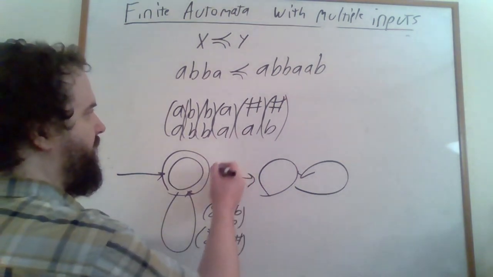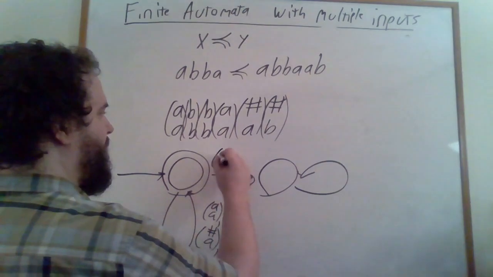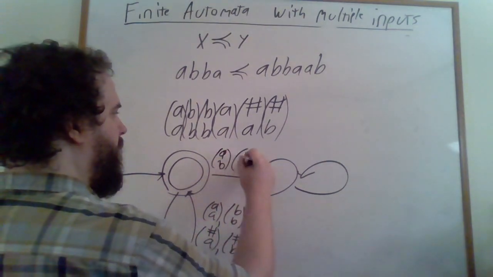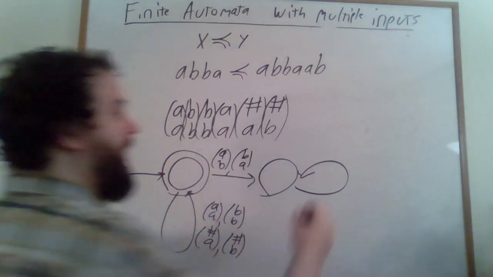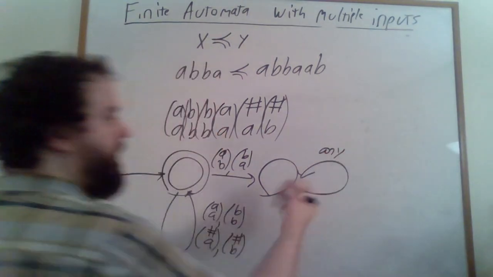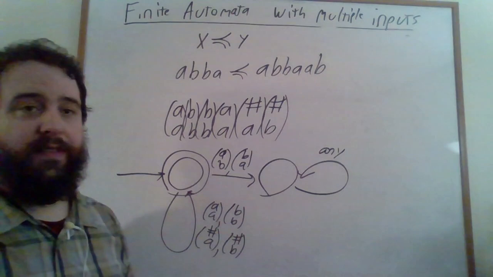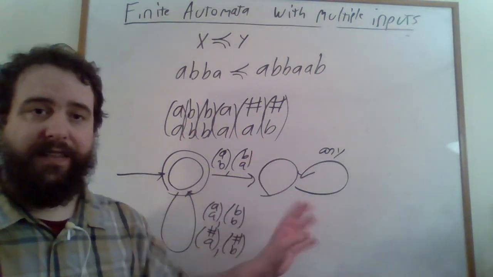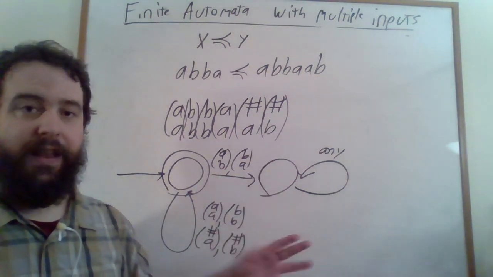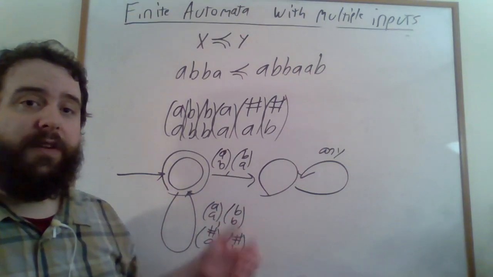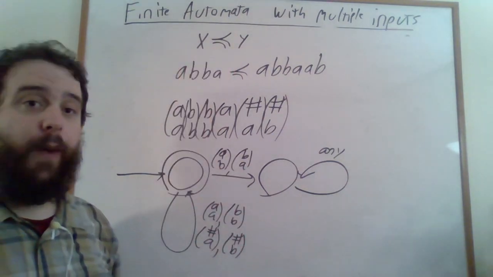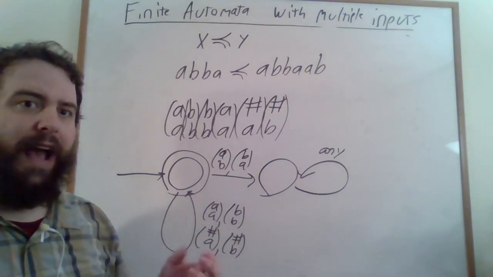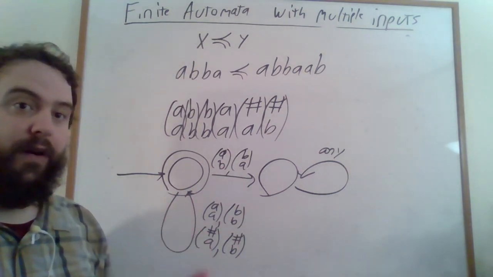And then, of course, if we see anything else, if we see an AB or a BA, we're going to want to go into the failure state. And then anything is going to take us from the failure state to itself. If we're in the failure state and we see something, we're going to stay in the failure state. So this is our finite state automaton. This is all you need to do in order to show that this prefix relation here is regular, and that will turn out to actually be really important later on down the line.